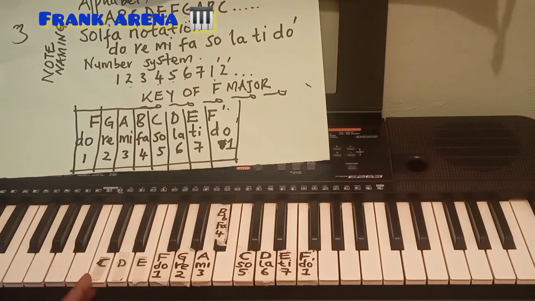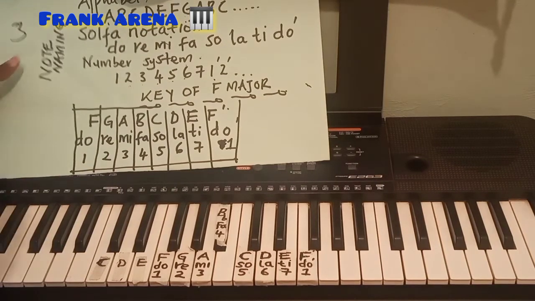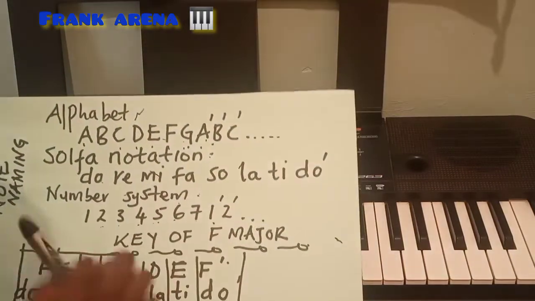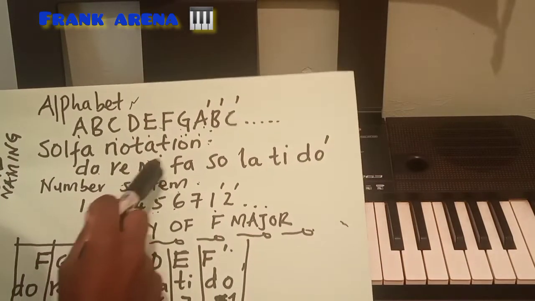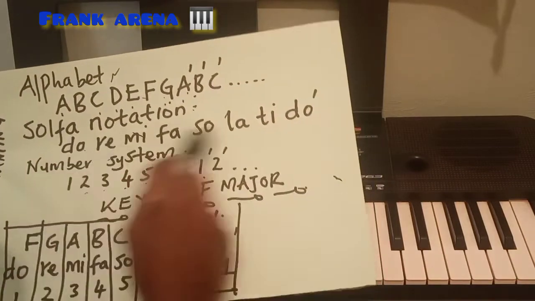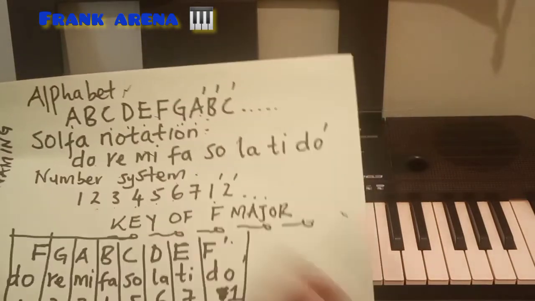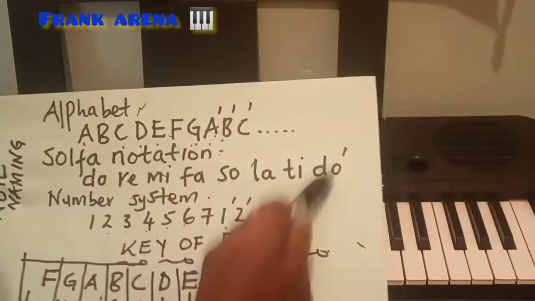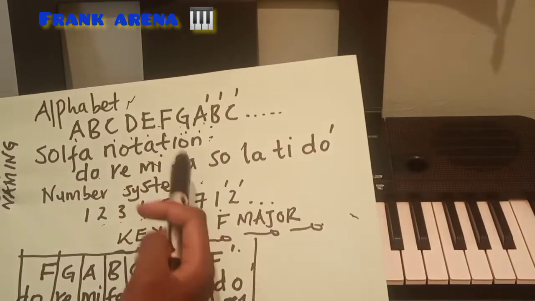Then we go to solfa notation. Solfa notation is where we have do, re, mi, fa, sol, la, ti, do. So it is do to ti. Those are again 7 notes. And the keyboard is just repetition of those sounds.